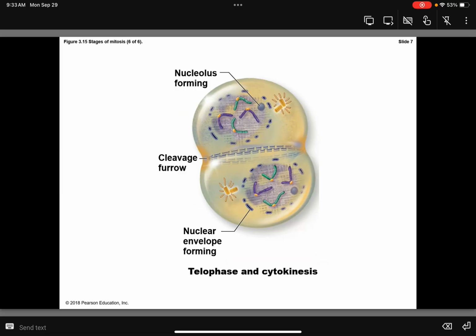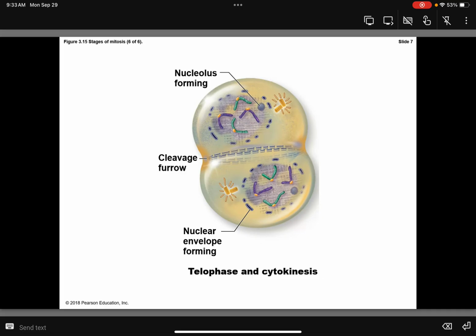Here we have telophase and cytokinesis happening. So we get this pinching. It's kind of like putting a belt or something around a balloon, and it just keeps getting pulled tighter and tighter and tighter. Eventually it pinches off into two new cells.